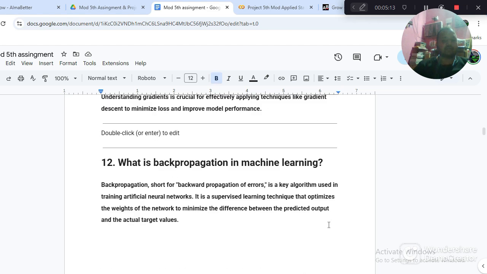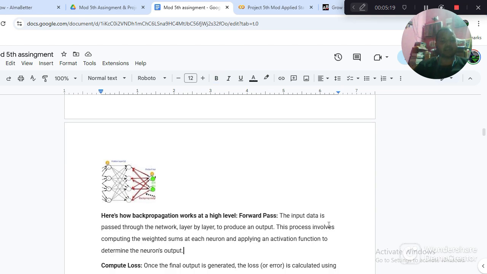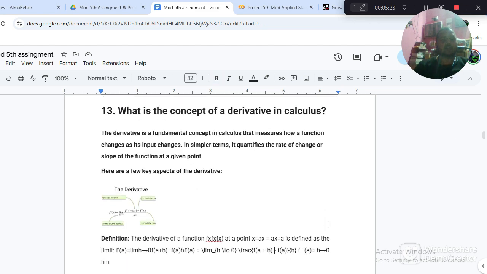Question number 12. What is backpropagation in machine learning? Now I can show you a small diagram of how backpropagation works at a high level. Question number 13. What is the concept of a derivative in calculus? The derivative is a fundamental concept in calculus that measures how a function changes as its input changes. In simple terms, it quantifies the rate of change or slope of a function at a given point. A few key aspects of the derivatives.